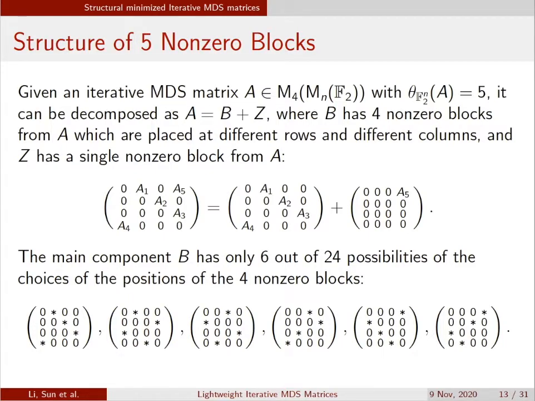Given an iterative MDS matrix with five non-zero blocks, it can be decomposed as B and Z. B has four non-zero blocks from A, which are placed in different rows and different columns, and Z has a single non-zero block from A. And we can find that the main component B has only 6 out of 24 possibilities of the choice of the positions of the four non-zero blocks shown below.